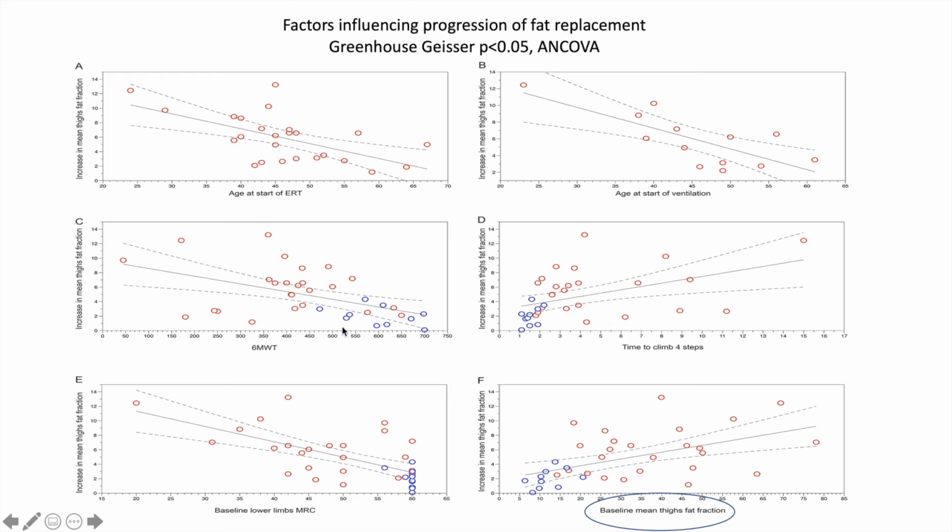The baseline situation was also very important, so patients that were able to walk longer distances, or required less time to climb 4 steps, or had higher muscle strength were patients that had a lower degree of progression. And very interestingly, we also observed that the amount of fat at baseline was an independent risk factor. So those patients that had more fat in the muscle were those that progressed quicker.